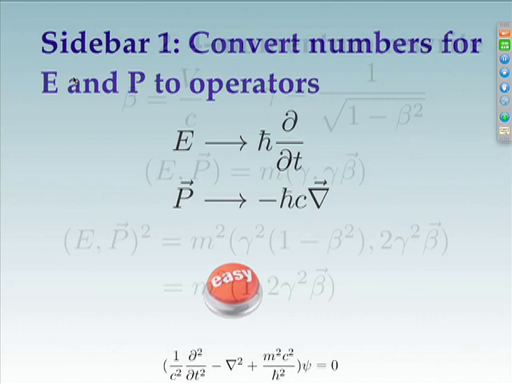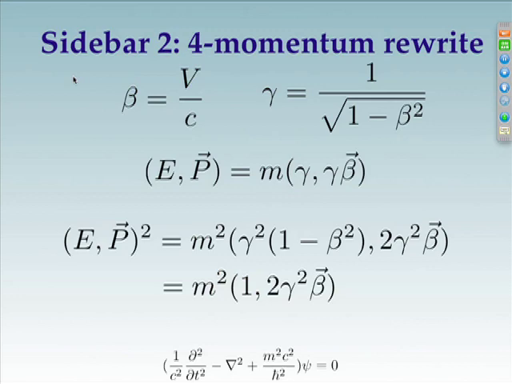Okay, and then sidebar number two has to do with four momentums. You can rewrite energy and momentum as this factor gamma: m times gamma is energy, where gamma is the square root of that factor that showed up in Einstein's original manuscript. And then gamma beta is the velocity times that gamma thing. If you square this, you get gamma squared times 1 minus beta squared. Well, hold it, gamma squared is also 1 over 1 minus beta squared. So that's just unity. That's another reason why this is such an important relationship. We see unity. Unity is good.